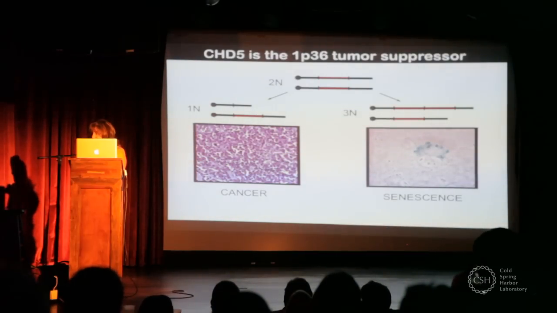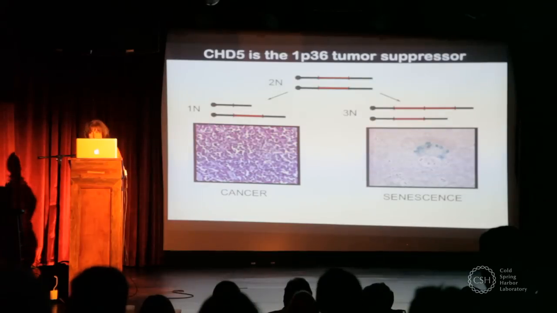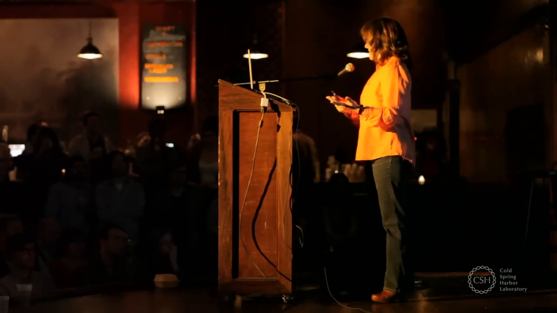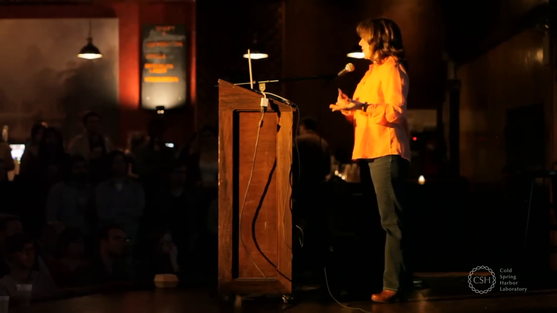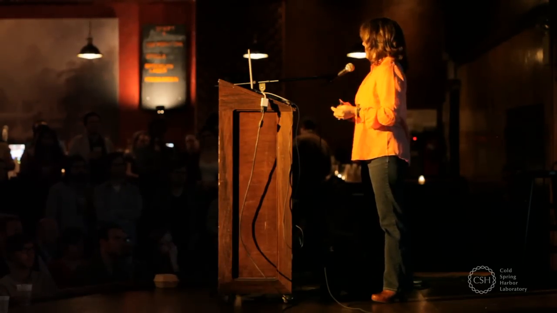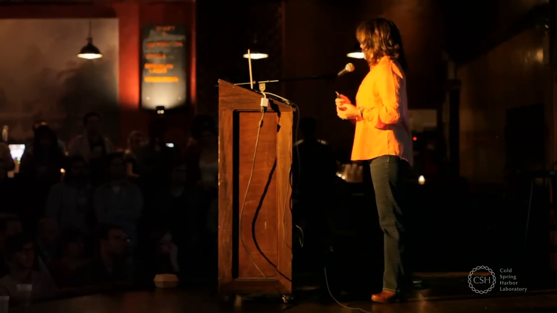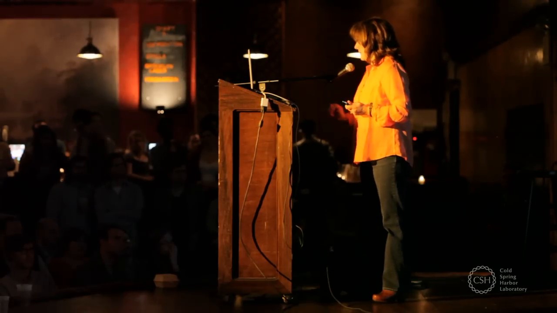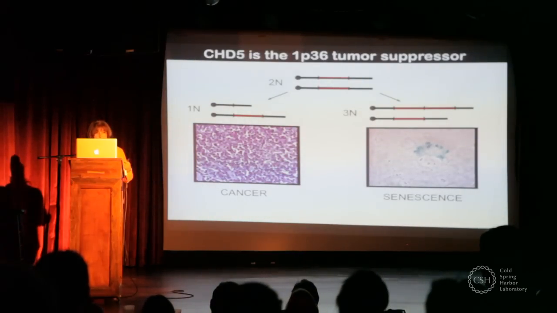So that was great. What I didn't tell you actually is there are 52 different genes in that interval. So we had a lot of genes to go through. Which one is the tumor suppressor? And actually, we didn't even know if it was 1 or 50 of these genes. It ended up being a single gene within the interval that was responsible for this tumor suppressive effect, and that was called CHD5.